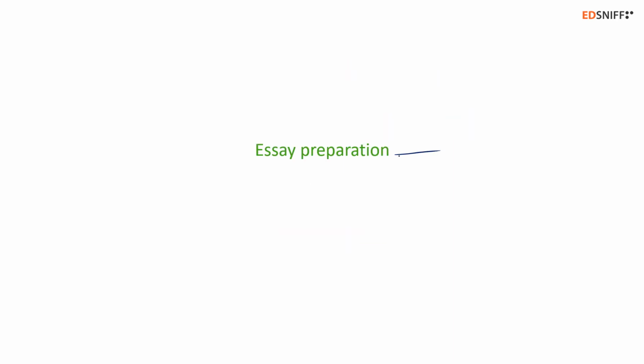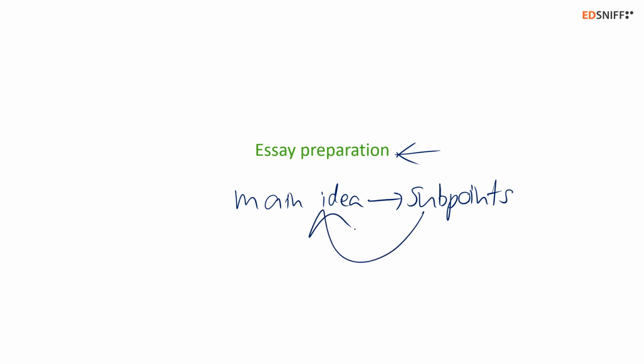Now, I want to talk a bit about essay preparation. When you prepare an essay, there are some things that you need to do. So the first one is to choose the main idea that you want to talk about. And after you have the main idea, you need to choose the subpoints. So subpoints are smaller points that will help add detail to or provide support or help develop the main idea. Okay, so you need to come up with these 2 things first. And obviously, each body paragraph will talk about each subpoint.